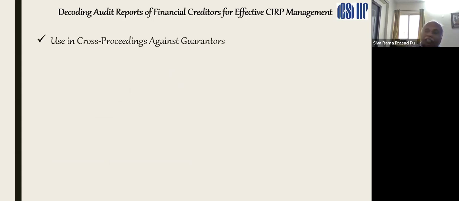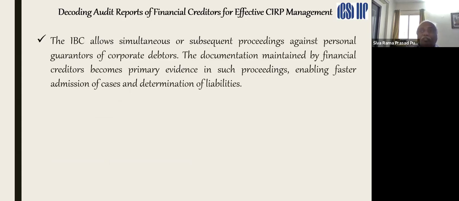Cross proceedings against guarantors. IBC allows a simultaneous subsequent proceeding against the personal guarantor of the corporate debtor. The document maintained by the financial creditor becomes the primary evidence, the deed of guarantee. How are you proceeding against a personal guarantor? Once the deed of guarantee is there, in case the company fails, I am paying that amount. I am ready to pay the amount.